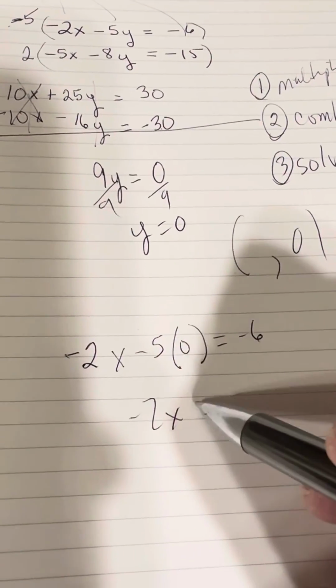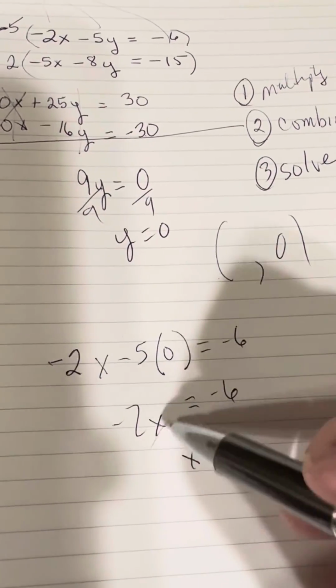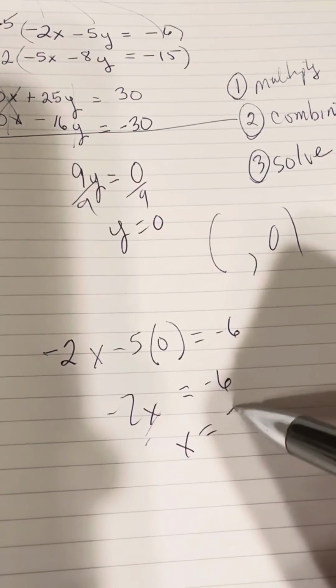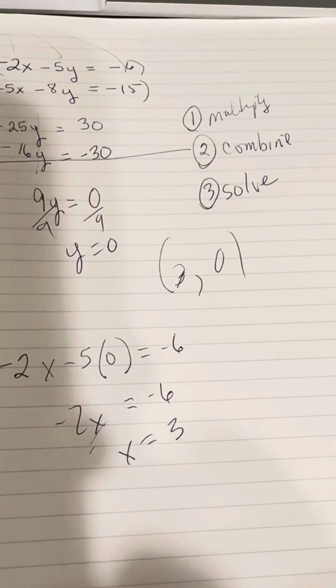So we have negative 2x minus 0, so that doesn't really affect anything. And then divide by negative 2, and you get 3. So x is 3 and y is 0. That's the solution.